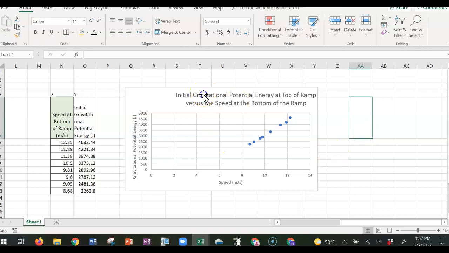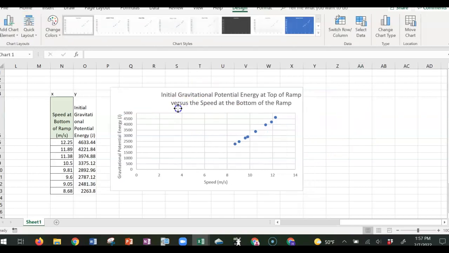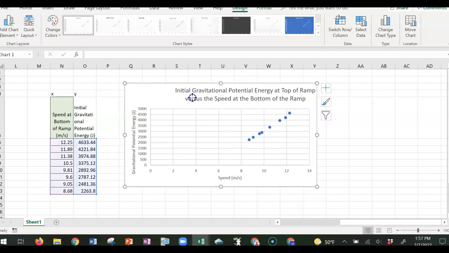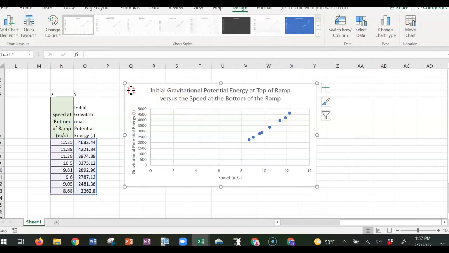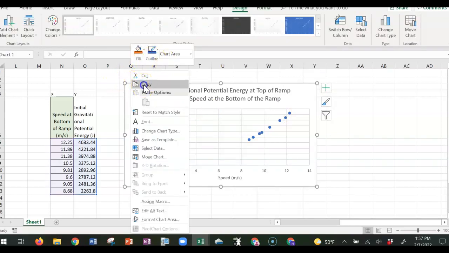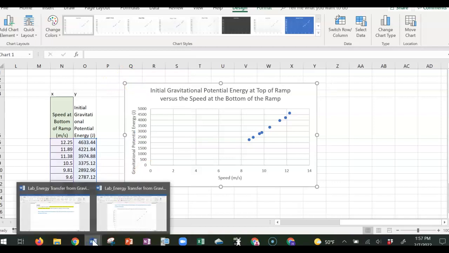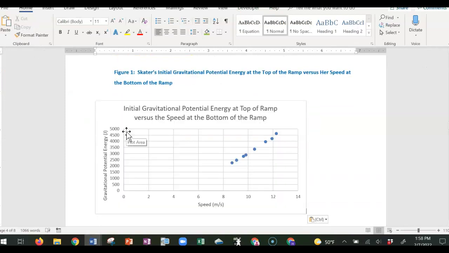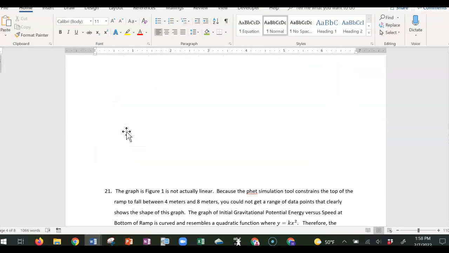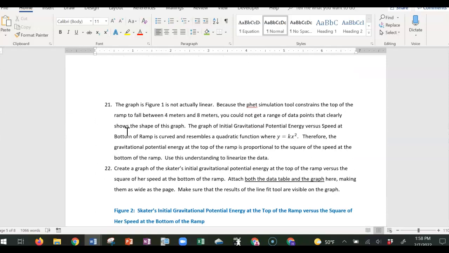So if you look at this graph, you might think that it is linear. And, you know, not knowing anything else, we might think that. Actually, I'm going to go ahead and grab a copy of this and put it in the lab report here at step 20. Okay, but actually, and it says this here in step 21, it's not linear.